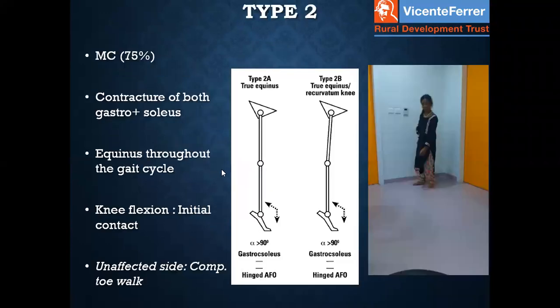So we have already discussed this. Type 2 is the most common type of spastic hemiplegia.